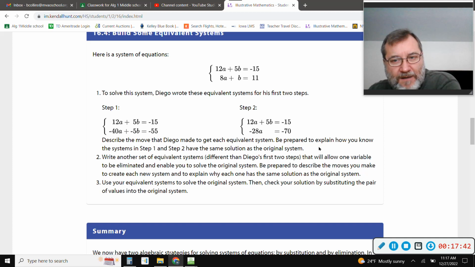Describe the steps. Be prepared to explain how steps 1 and 2 have the same solution as the original system. We're making equivalent systems this entire time, and they'll always have the same solution. Write another set of equivalent systems different from Diego's first 2 that allow one variable to be eliminated and enable you to solve the original system. Use your equivalent systems to solve the original system. Check your solutions. And again, I'll let your teacher decide how to do that one. You can just take any numbers that you want, and just start manipulating to solve.